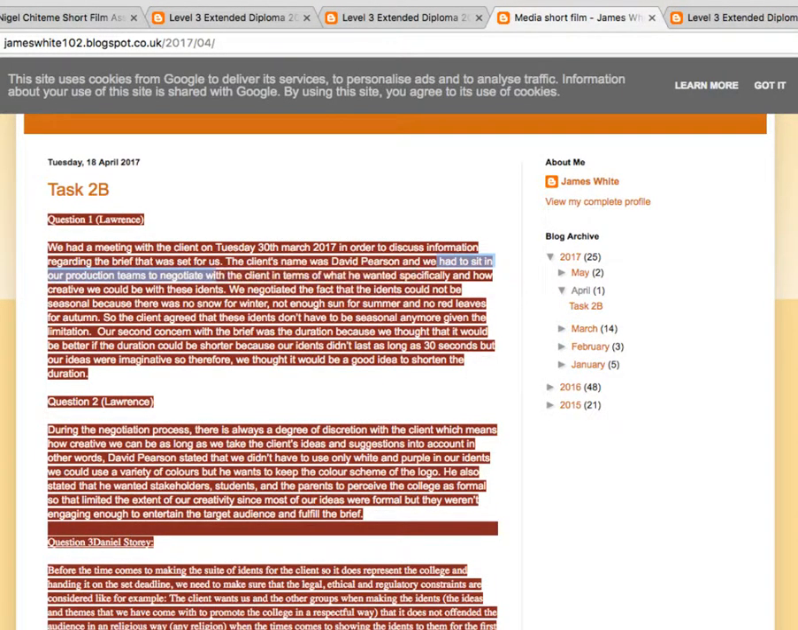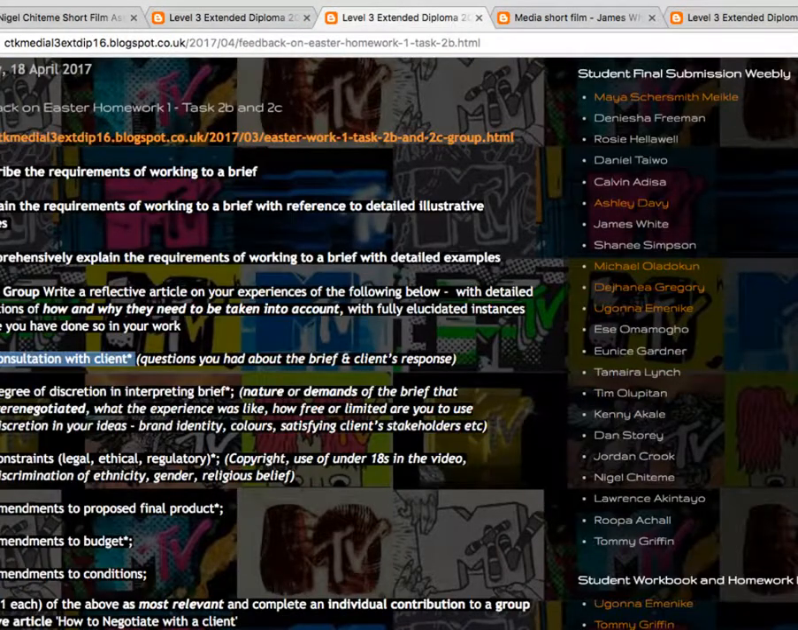So if we look through, we have to sit in our creative teams, negotiate the facts. Okay, so what we've got here is examples and almost like a log of what was said and the concerns. What we don't have, however, is any explanation of how or why consultation with the client needs to be taken into account. So unfortunately, it doesn't describe the requirements or explain the requirements. What it's doing is just giving examples from your own experience of what you did. So the concern here is it's not instructional in its written style.